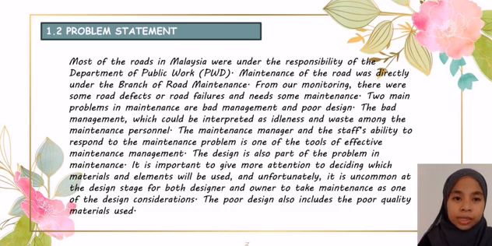Second is problem statement. Most of the roads in Malaysia were under the responsibility of the Department of Public Works. Maintenance of the road was directly under the branch of road maintenance. From our monitoring, there were some road defects or road failures and need some maintenance. Two main problems in maintenance are bad management and poor design. The bad management, which could be interpreted as idleness and waste among the maintenance personnel.